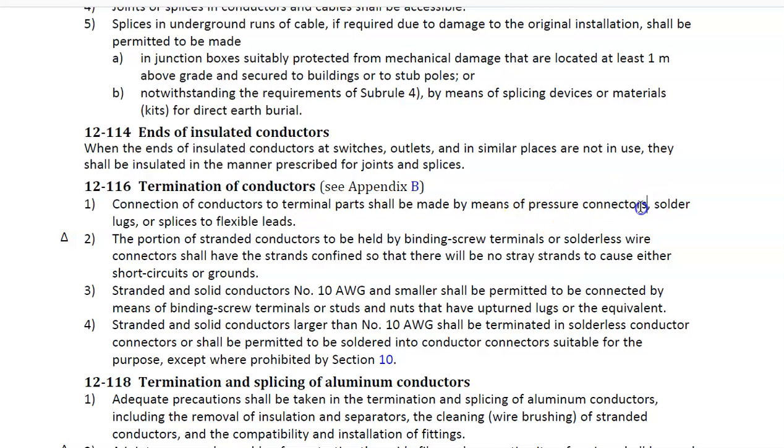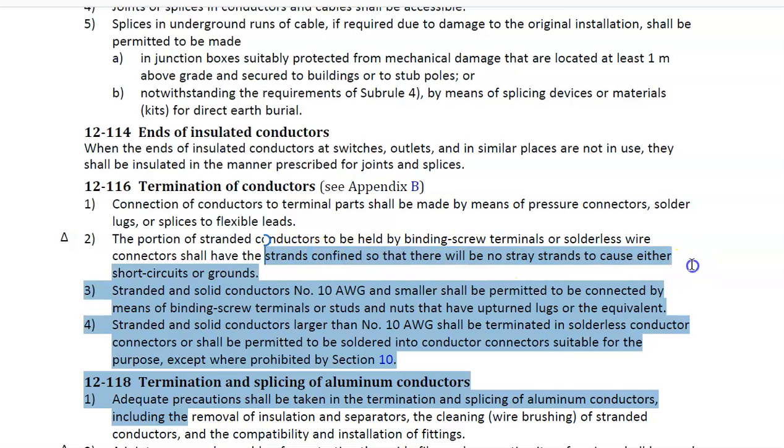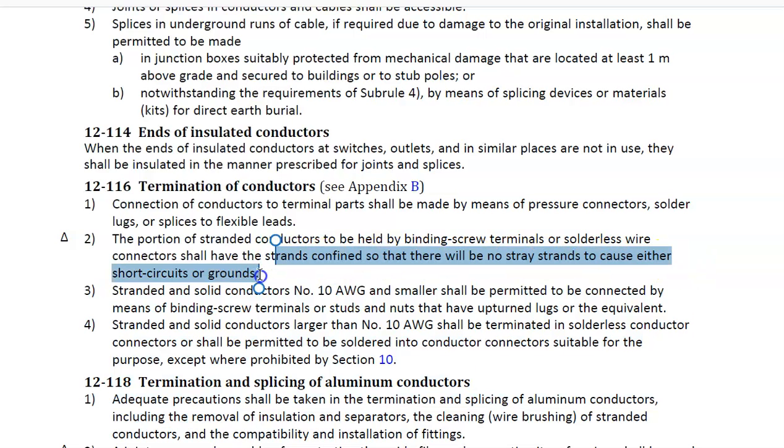Other ones have pressure connectors. That's going to be your screw terminals that you have on the side of a receptacle. And then others could have solder lugs. We don't have a lot of those. Anytime that there is a stranded conductor that is being held by the screws, all the strands shall be confined, so there's no stray strands to cause either short circuits or grounds. Also to make sure we can get the full current through.